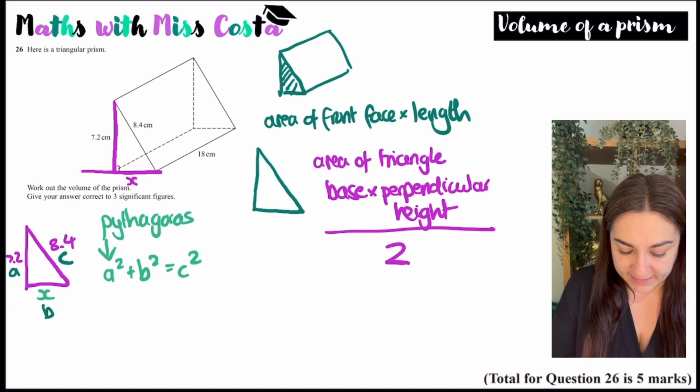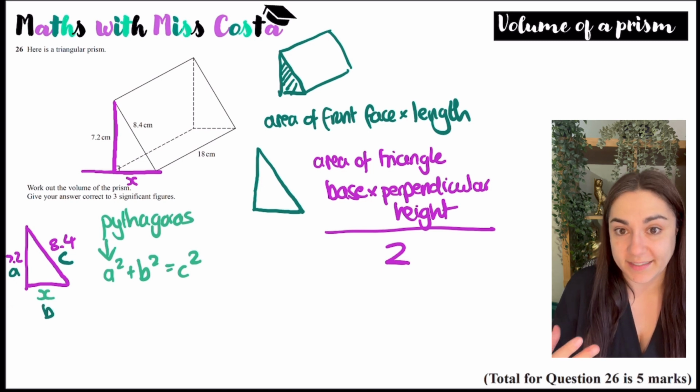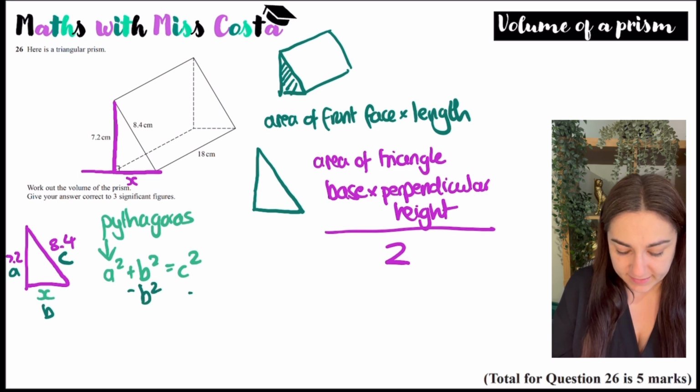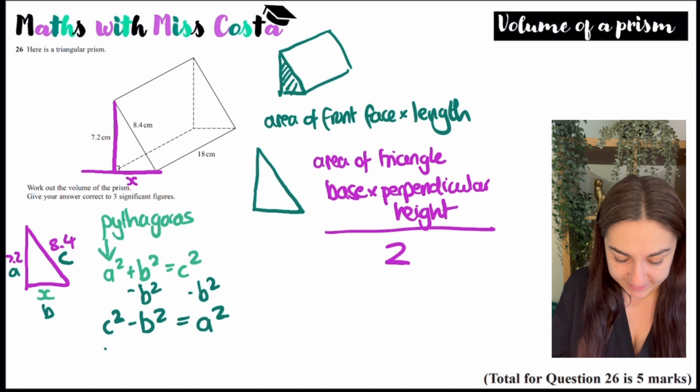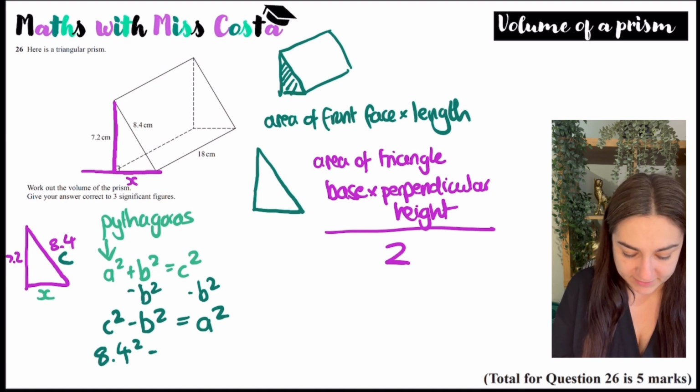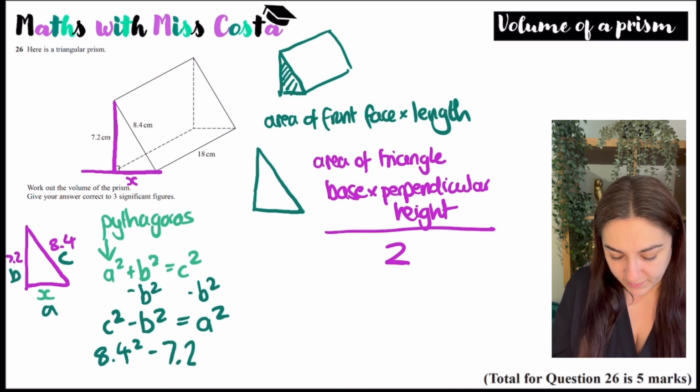It doesn't matter whether this is a or b, it's the two shorter sides. So when you've got the longest side, in order to get this, we're going to have to subtract b squared. So we could rearrange it to say c squared minus b squared equals a squared. And in this case, c is going to be 8.4. So I do 8.4 squared, take away, let's just switch these around actually, because otherwise that doesn't make sense. Like I said, it doesn't matter which one's which. So 8.4 squared, take away 7.2 squared is going to give me a squared.